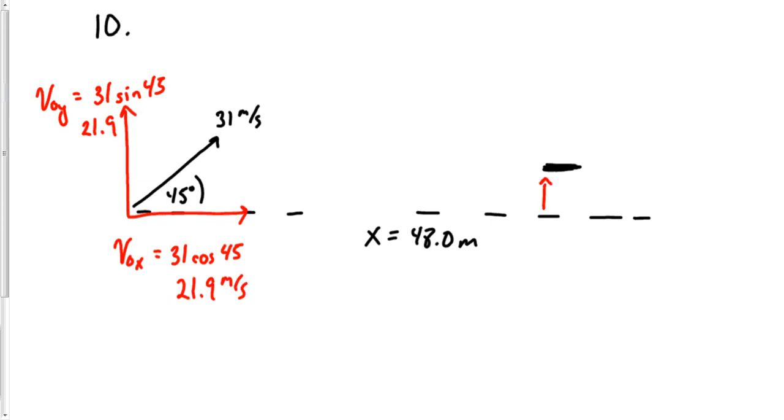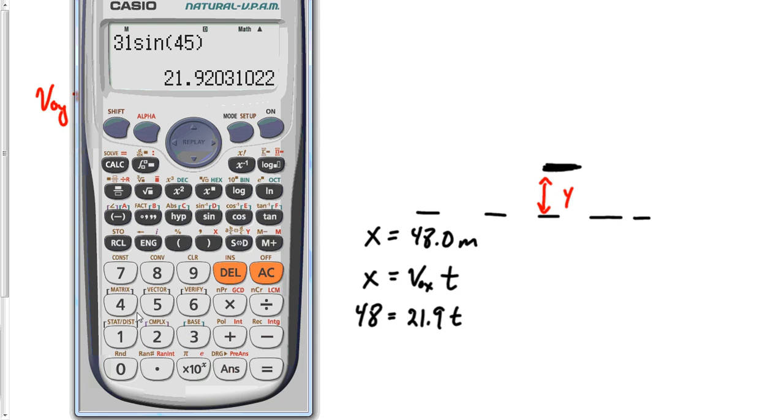The question just wanted to know how high the net should be placed. Well, it gave you an x, and there's only one equation good for x in a projectile, and that's VOX t. So x is 48 equals 21.9 t. Just a smidgen over 2, right? 48 divided by 21.9 equals 2.19. So 2.19 seconds.